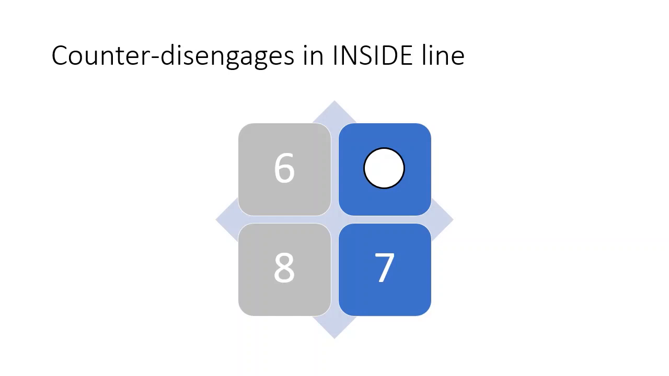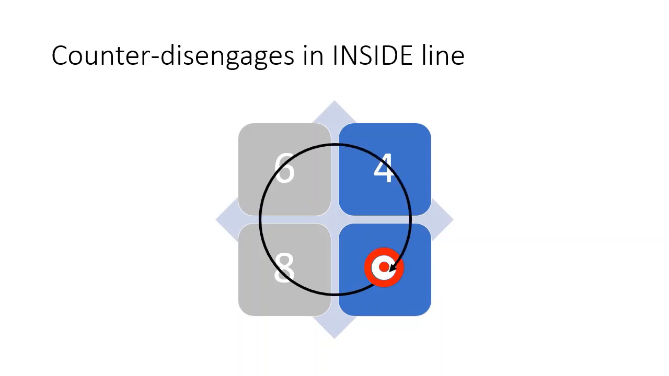A counter disengage from the line of 4 evades a circular 6 parry and arrives back in the inside high line. If we begin in the inside low line, we avoid a circular 8 parry and arrive back in the original line.